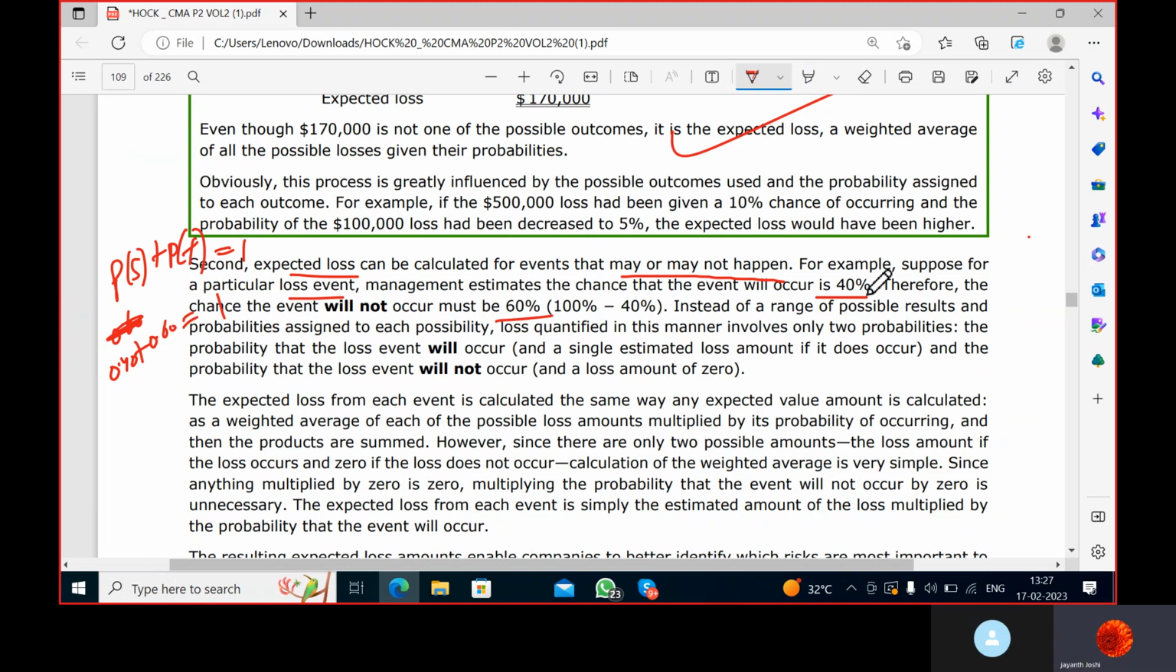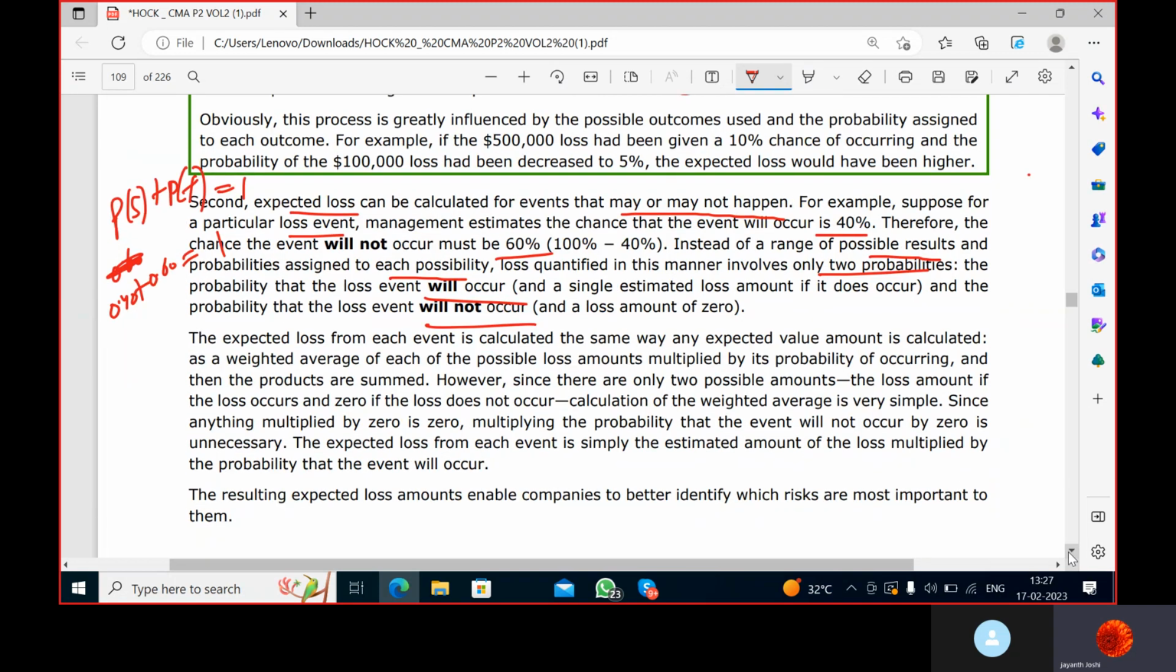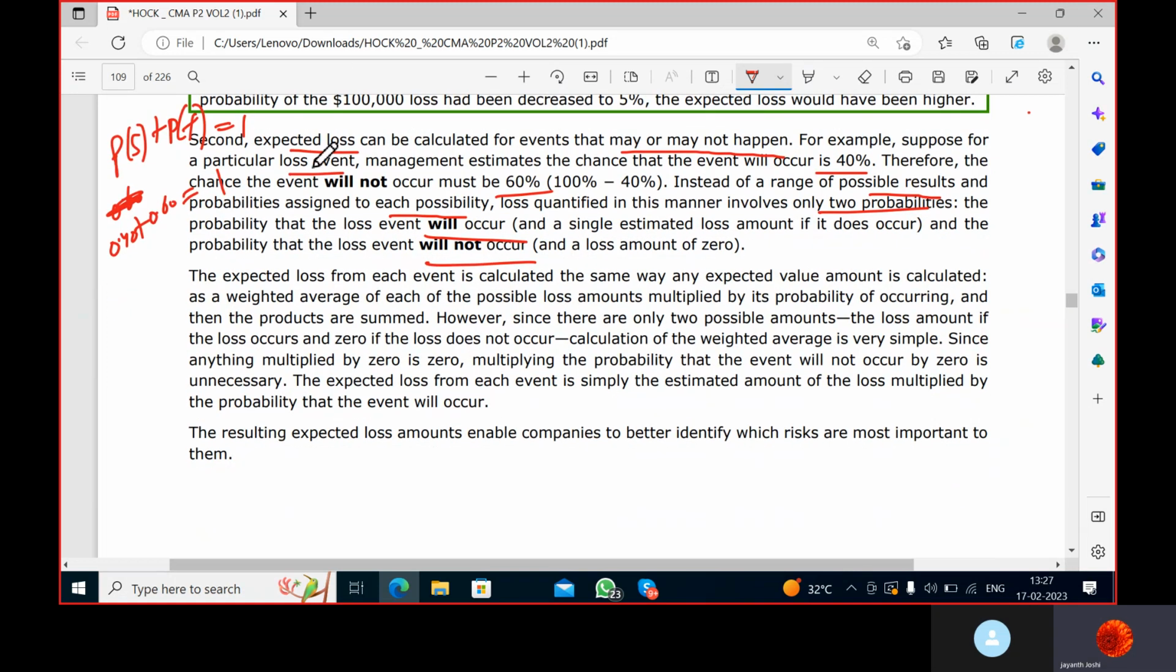So instead of a range of possible results and probabilities assigned to each possibility, loss quantified in this manner involves only two probabilities: the probability that the loss event will occur and the probability that the loss event will not occur. Instead of taking many probabilities, you can just see this. Only two things you can consider: happening or non-happening. Understood?